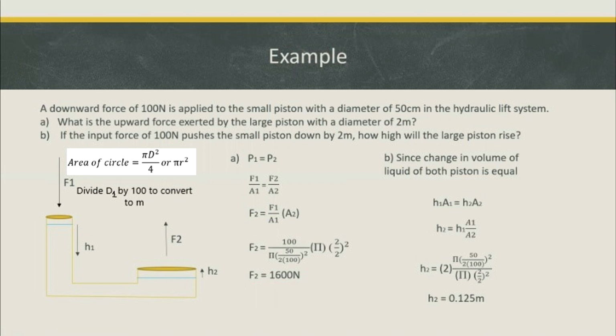For question B, since the change in the volume of liquid of both pistons is equal, H1A1 will be equal to H2A2. When we rearrange the equation, we obtain H2 equals H1 times A1 over A2, where we can further substitute the area of piston 1 and area of piston 2 into the equation, and we get that H2 is equal to 0.125 meter.